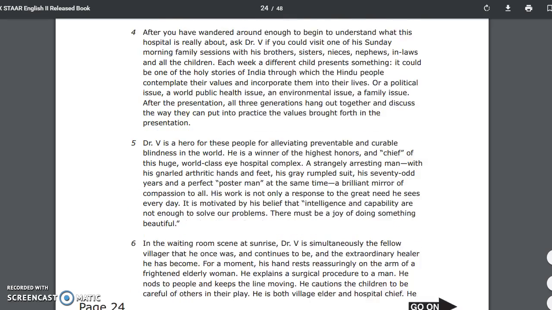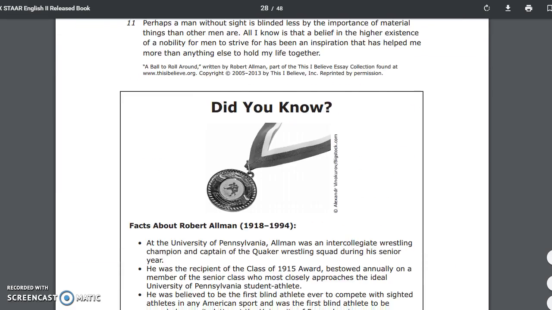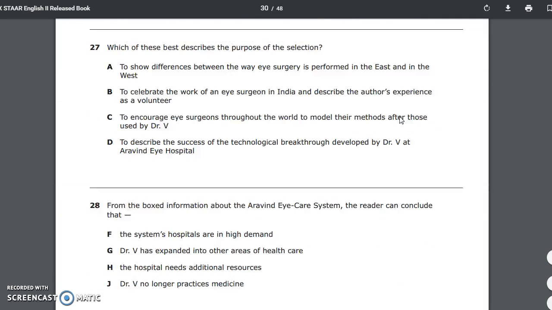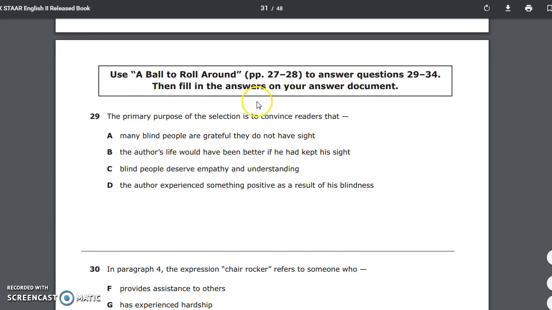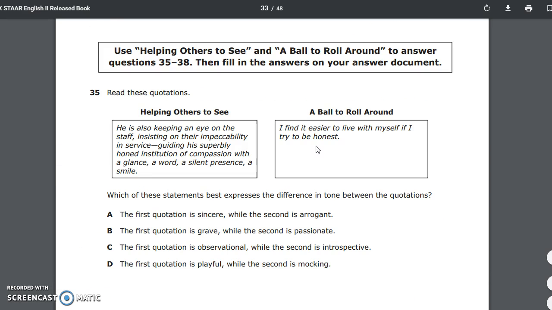So I'm going to read my two passages. I'm going to take my time, and then I'm going to start with the questions. Notice these multiple choice questions only ask me to use the first passage, helping others to see. So I'm going to start with that one. Then if I keep going, these questions are asking me to only look at a ball to roll around. So that's passage 2. The last set of questions, I have to read what's in bold. It's very important. Now I'm going to use helping others to see and a ball to roll around.